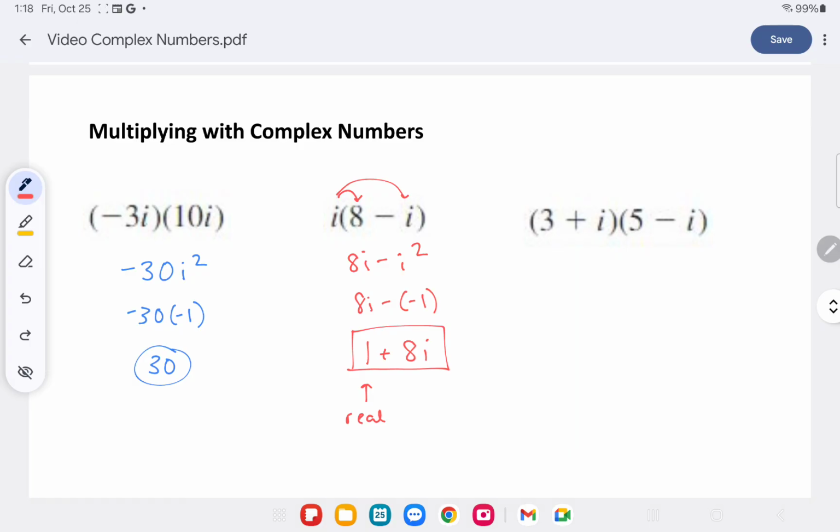And then another example where we're going to FOIL. Why don't you pause the video and try it on your own to make sure you've got it. And real quickly, we have 3 times 5, 3 times negative i, 5 times i, and i times negative i. This becomes a positive 1. So we have positive 1 plus 15 and negative 3i plus 5i.